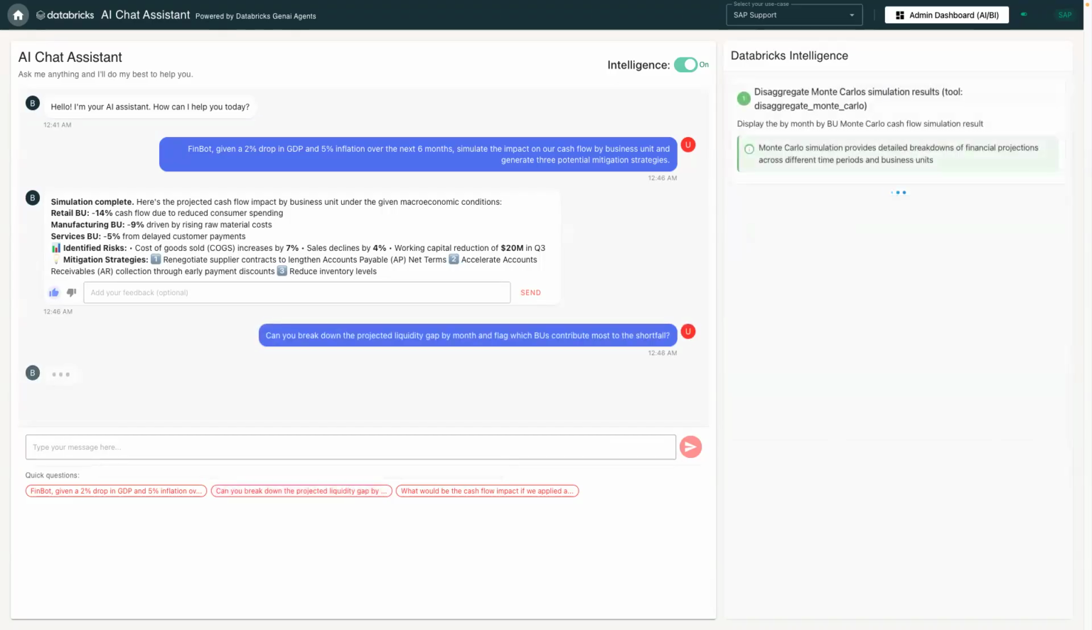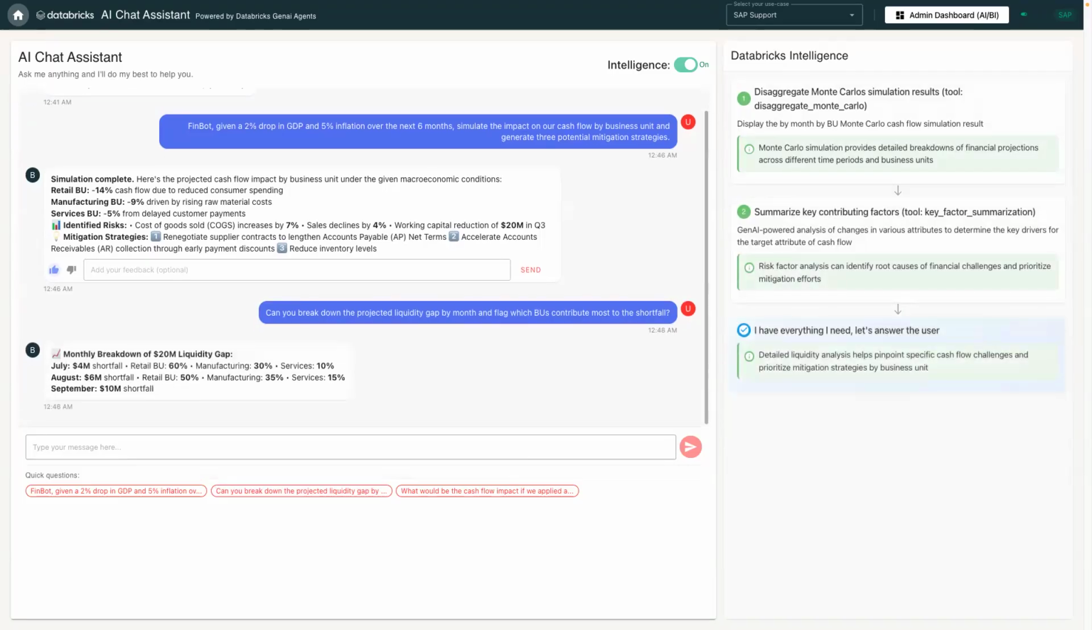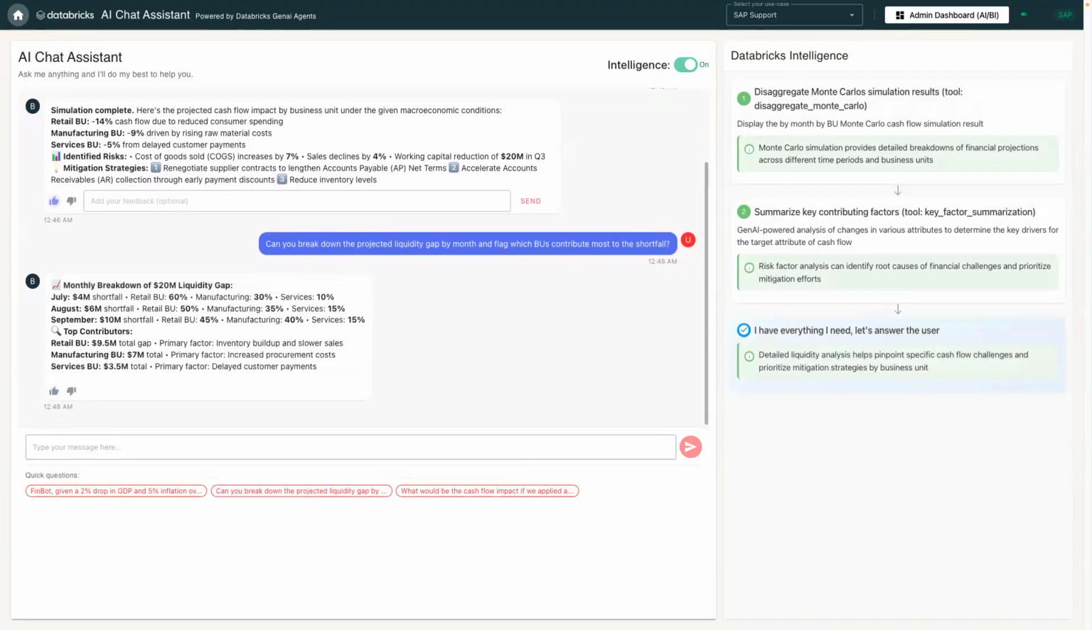Next, before we take any action, let's dig deeper to identify the root cause of the cash shortfall. So we're asking the AI to break down the projected liquidity gaps by month and also by business unit. And we see here the analysis by month and by business unit, the gap as well as the driving factors, similar to what we saw in the previous question. And here the intelligence panel is showing the steps of disaggregating the Monte Carlo simulation results and then using AI to summarize the key contributing factors.